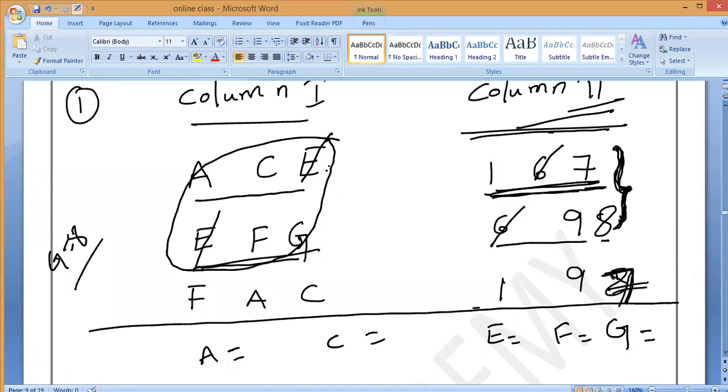6 is the code for E. E code is 6. Understood?